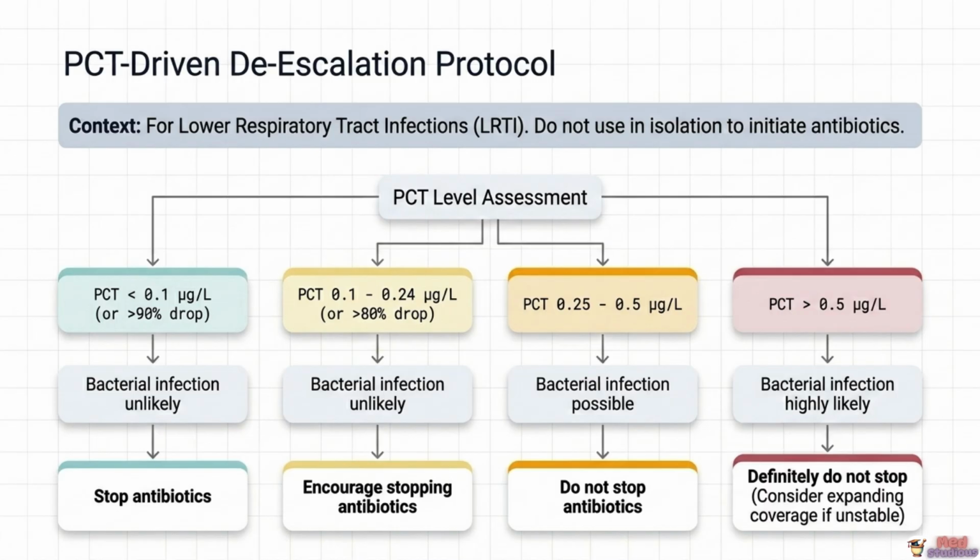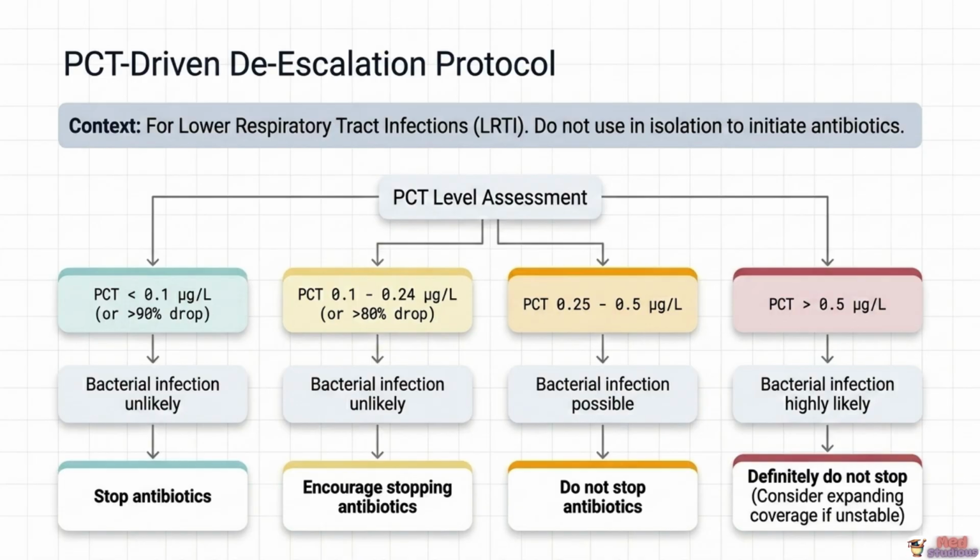If PCT is below 0.1 micrograms per liter or has dropped by more than 90% from peak, bacterial infection is highly unlikely, and antibiotics should be stopped. If PCT falls between 0.1 and 0.24 micrograms per liter, or has dropped by more than 80%, bacterial infection remains unlikely, and stopping antibiotics is strongly encouraged.